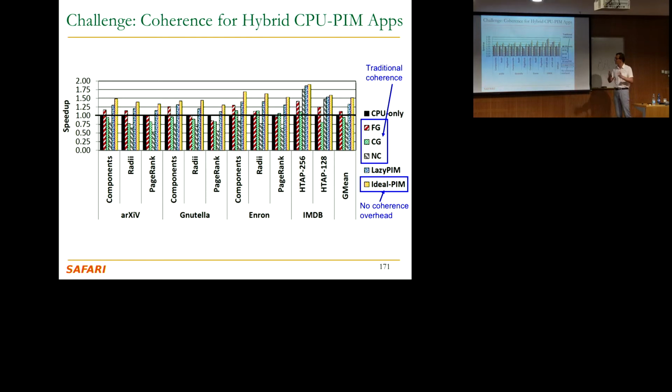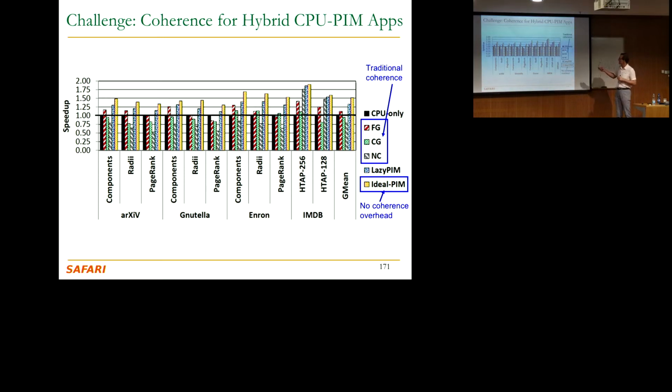And we wanted to keep things coherent. So if you execute CPU only, the black bars are what you would get. That's the normalized baseline. Ideal PIM has no coherence overhead, with the partitioning that he has developed. So ideal PIM, geometric mean, you get about 50% performance improvement. Not bad. Because you do function level offloading, you don't actually change a whole lot in the system, except you need to handle coherence somehow, because you cannot assume ideal.